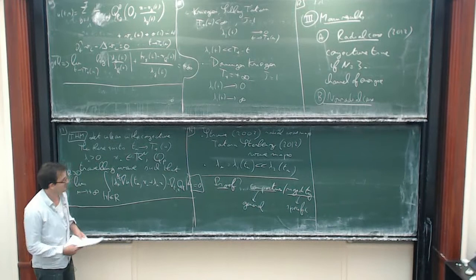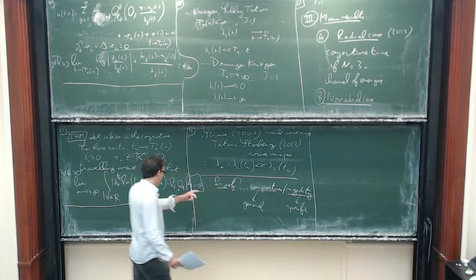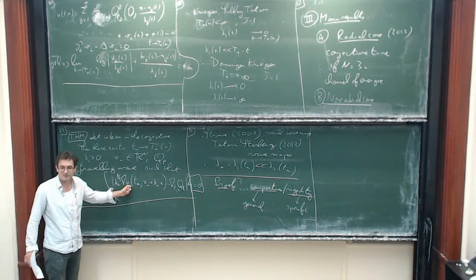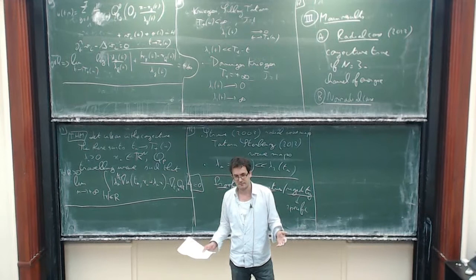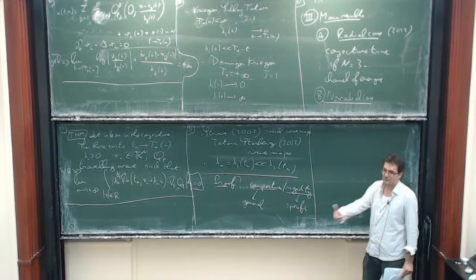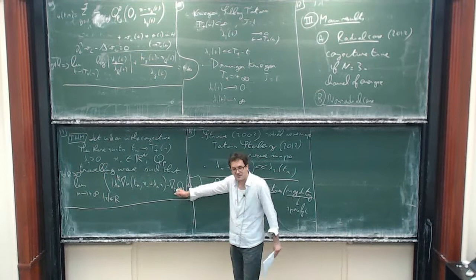What is novel in this compactness argument is that you have only one solution, which is U. And I will do a compactness argument on the set of all sequences Tn, all sequences of times Tn going to T plus of U. And as a consequence of this minimality argument, I will also choose a compact profile, which in the case of the energy critical wave equation is exactly this one.